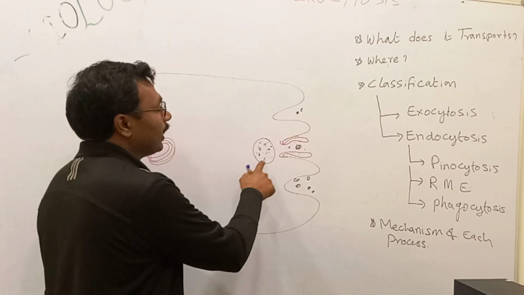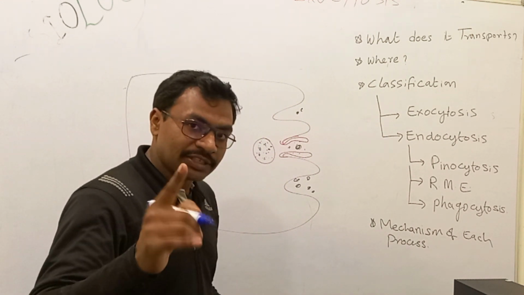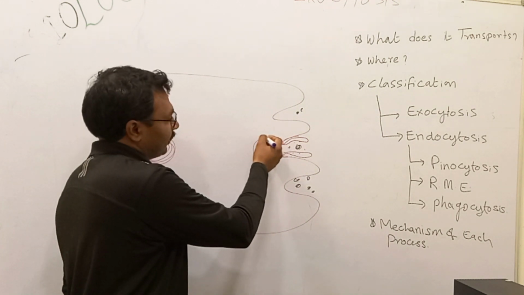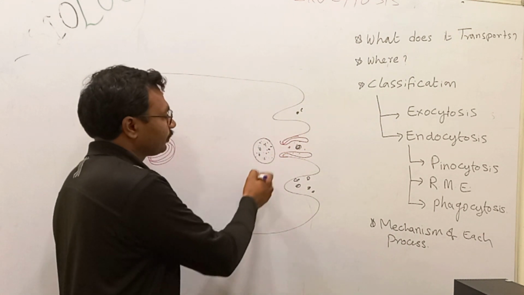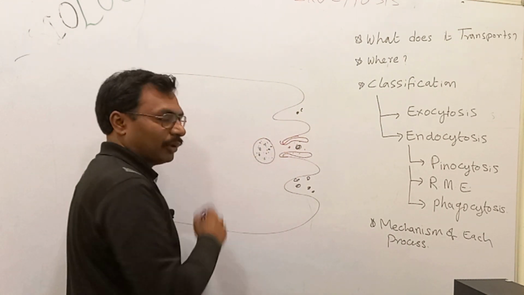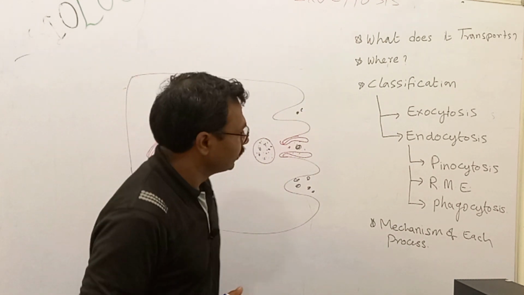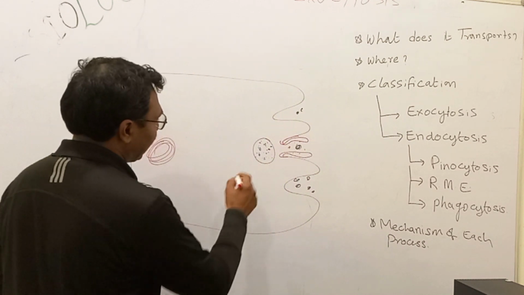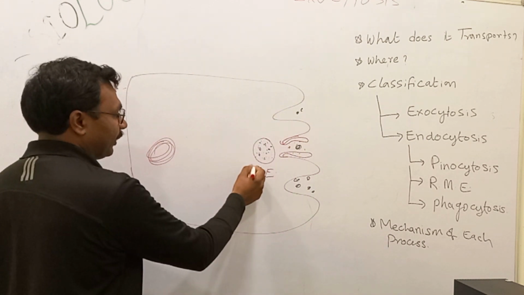So this is called non-specific endocytosis. It is not specific, meaning it is engulfing fluid, small molecules and large molecules, a mixture. So in the similar process, this is called the primary endosome.